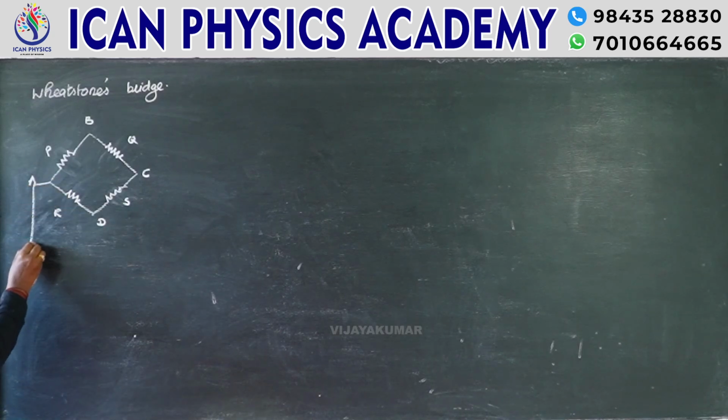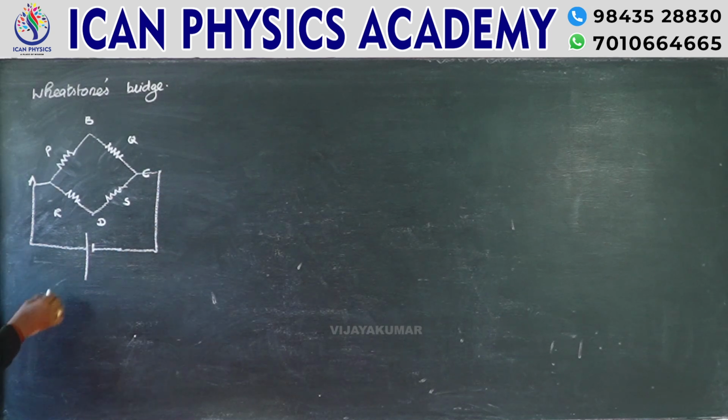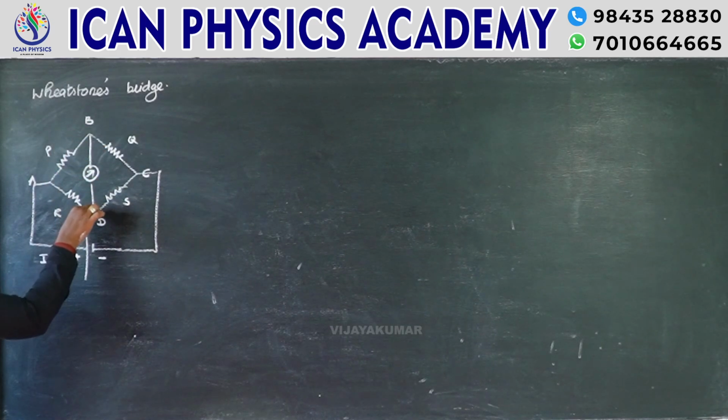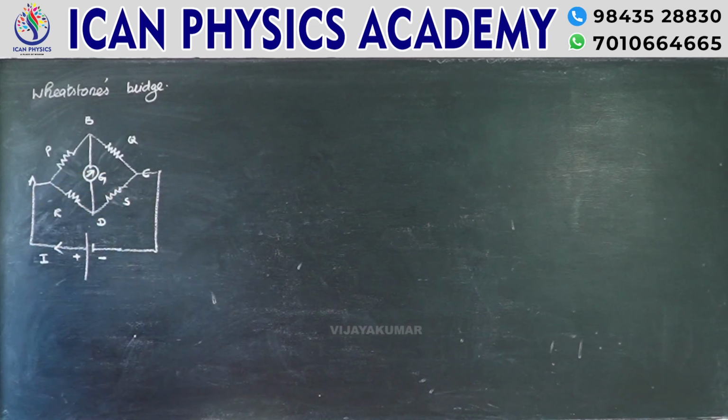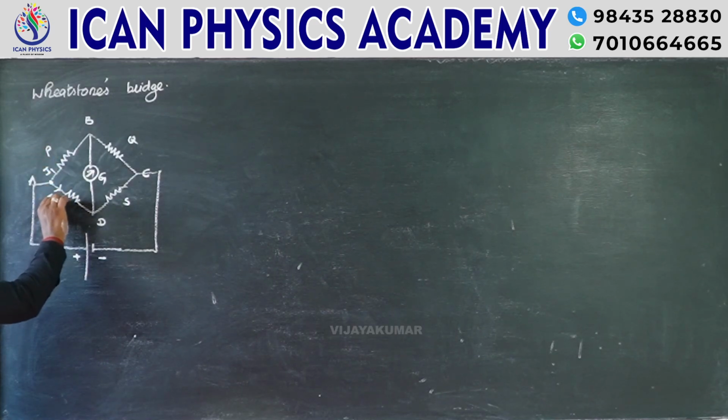Between the junctions A and C, a source is connected. From the source, the current is flowing. Between the terminals B and D, a galvanometer of resistance G is connected. This step is the important one. Why? Because I is the current flowing from the source and it comes to the junction A. At the junction A, it splits into 2. Now it can be taken as I1 and I2.